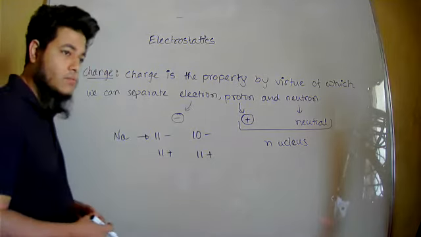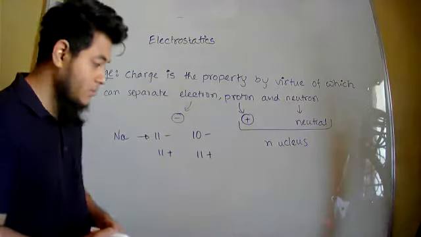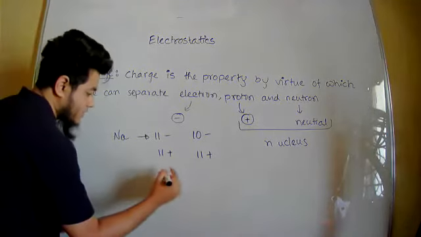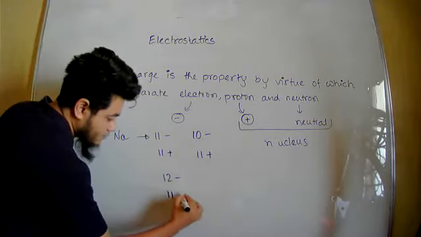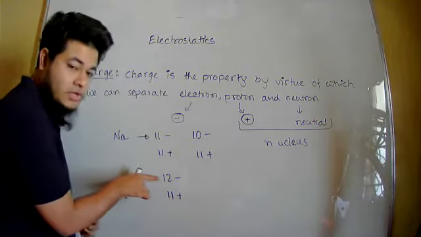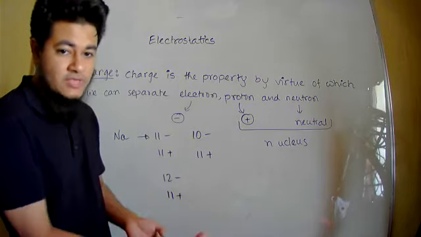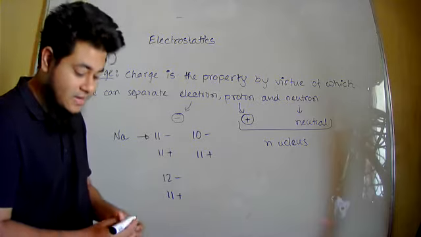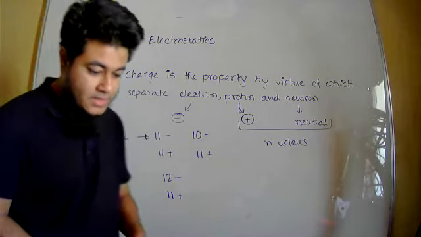And what if, instead of taking electron, we give electron? Let us say I gave 1 electron, then it will have 12 electrons and 11 protons. So out of these 12, 11 will be balanced by 11 protons and 1 electron will be extra. So at that time we can say that the body is negatively charged.